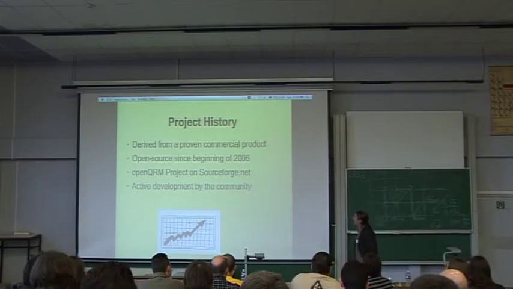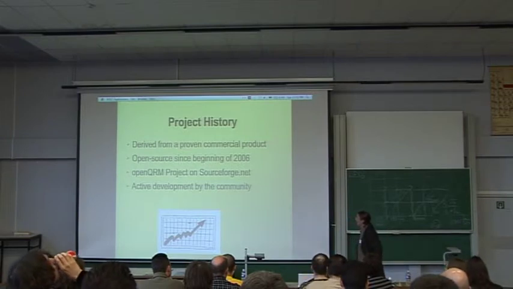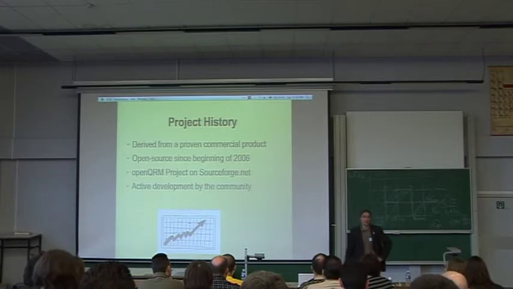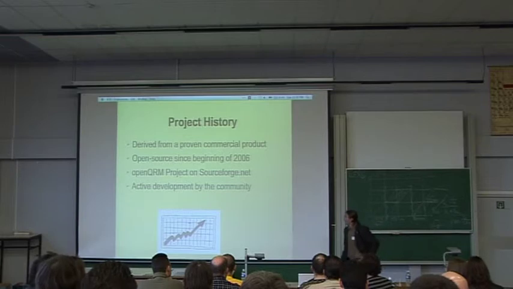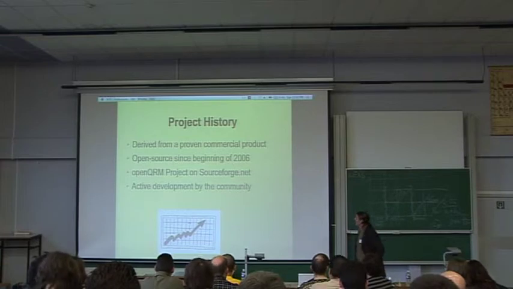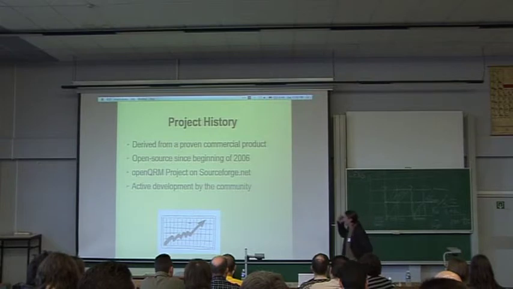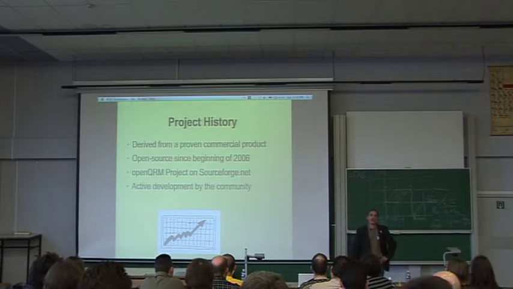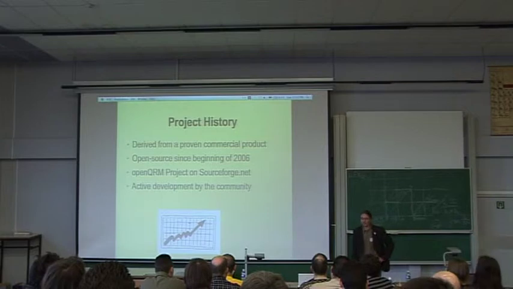This happened at the end of 2005, and at the beginning of 2006 we became an open source project. We used the MPL license, which is very similar to the GPL license. From there on, there has been active development in the community, which mainly concentrates on writing additional plugins for openqrm.